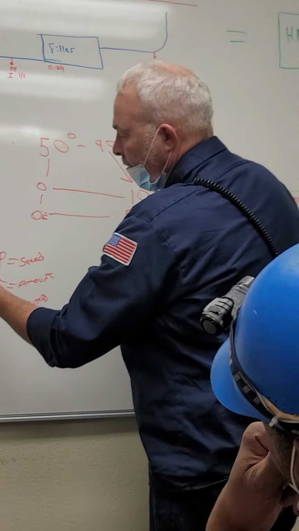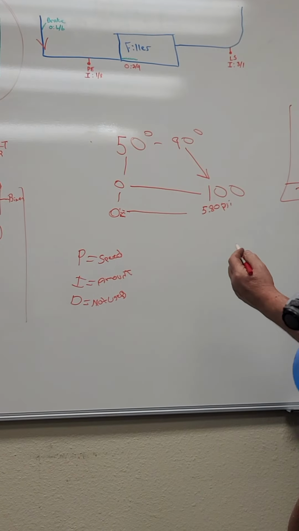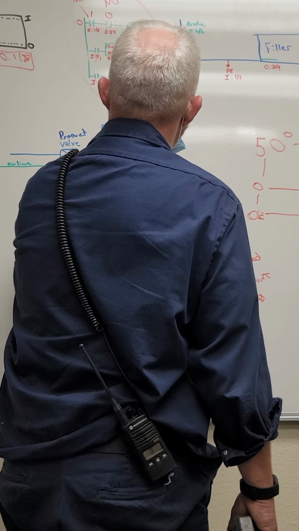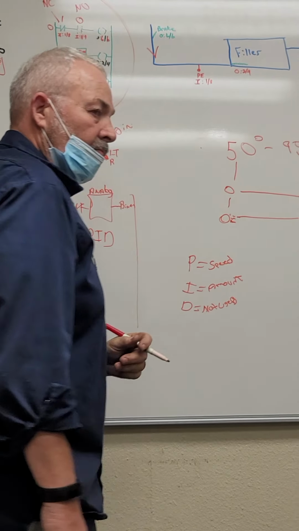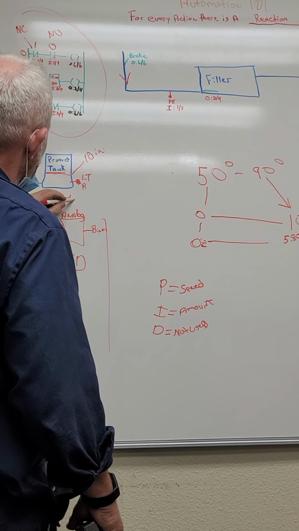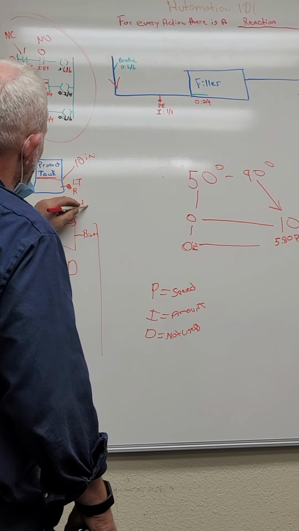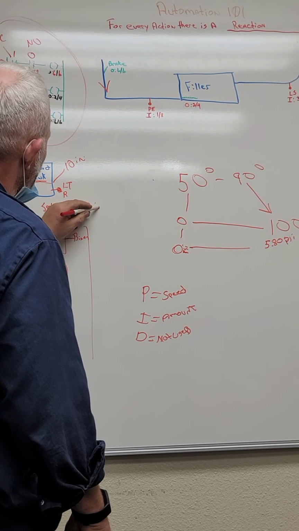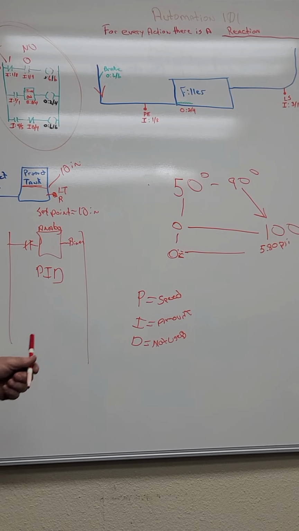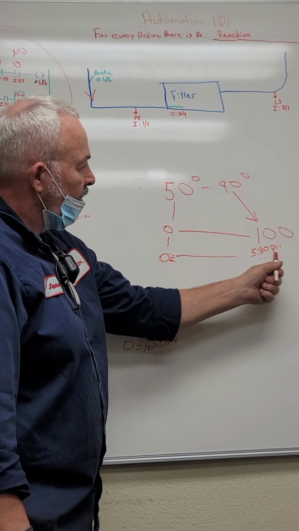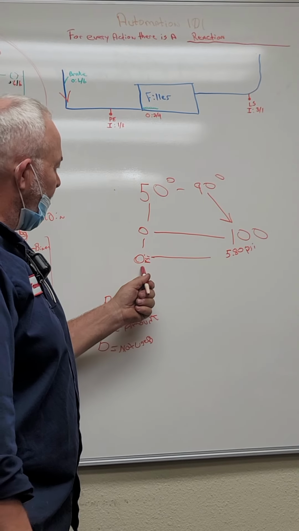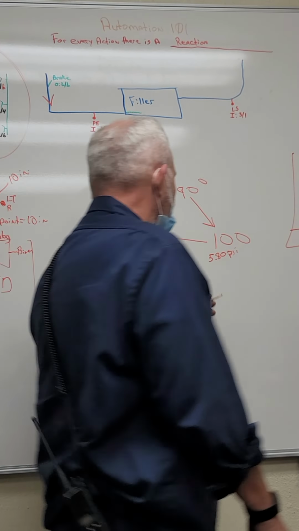So this is what's going to happen on a PID. Let's say you want to maintain 10 inches in this tank. That's what you want to maintain, so you have a set point. Set point equals 10 inches. We've already got our scale, which goes to 20 inches, 0 to 20 inches.